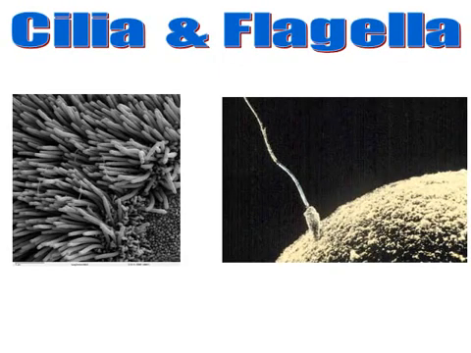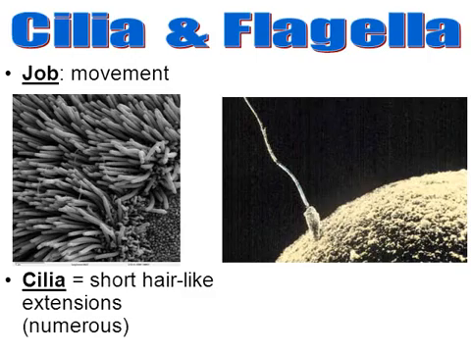A couple other cell parts I want to mention are used in movement, and that's the job of cilia and flagella. Now, not all cells move, so not all cells have cilia and flagella. But if cells move, they probably have either cilia or flagella. So the picture on the left shows the cilia, short hair-like extensions. There are numerous, hundreds and thousands of them per cell. Way too many to count. Very short, stubby, almost look like eyelashes.